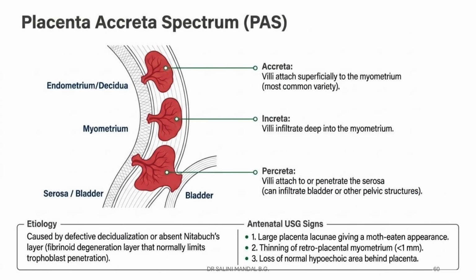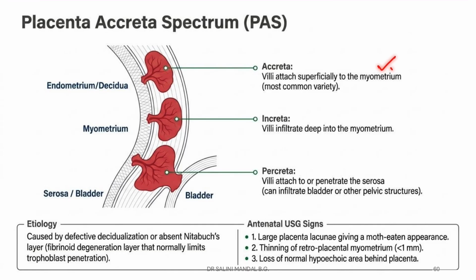Next is the placenta accreta spectrum. Remember the names accreta, increta, percreta. If the villi is attached superficially to the myometrium, which is the most common variety, we call it accreta. If it is infiltrated deep into the myometrium, we call it increta. When it penetrates the serosa, we call it percreta. Serosa means it is outward, right? So it can infiltrate the bladder or any other pelvic structure. That is what we call percreta.